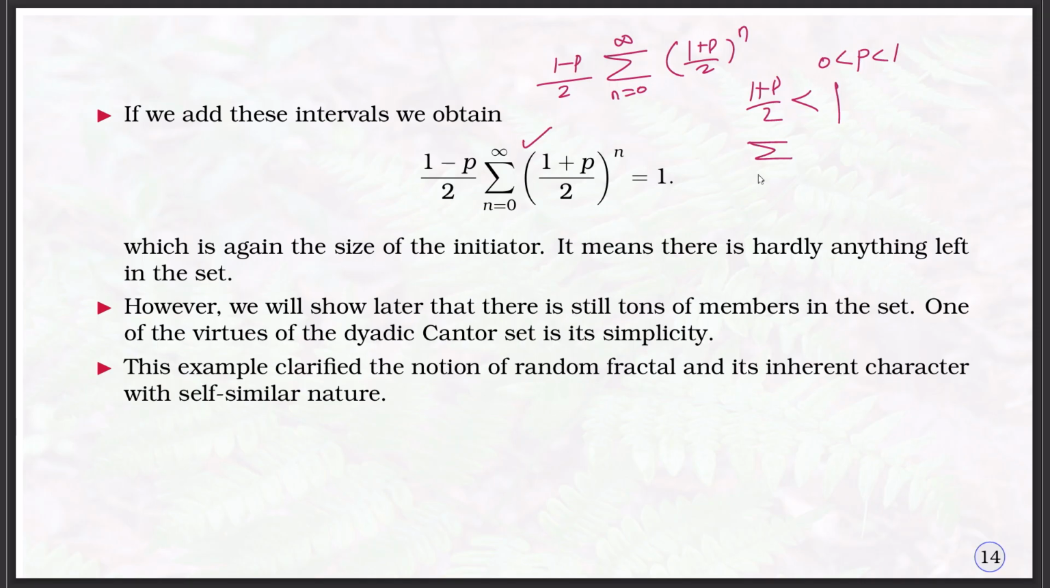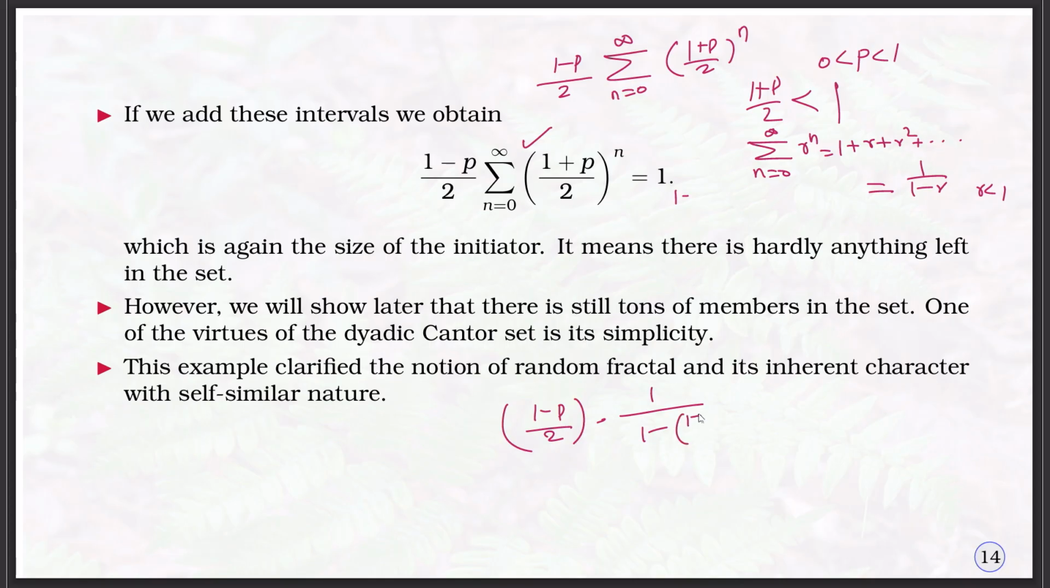Therefore, it looks like the geometric series, summation n equal to 0 to infinity r^n, 1 plus r plus r^2 plus etc. It converges to 1 over 1 minus r when r is less than 1. This value is less than 1, so apply it here. So, you will get (1 minus p) by 2 times 1 over 1 minus (1 plus p by 2), which is (1 minus p) by 2 times 1 over (2 minus 1 minus p) over 2. The 2 will cancel, and here 1 minus p over 2 minus 1 minus p, which is equal to 1.